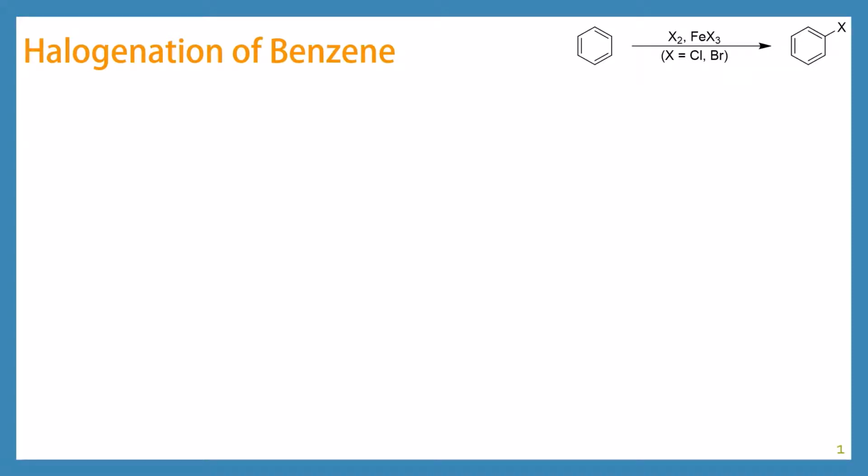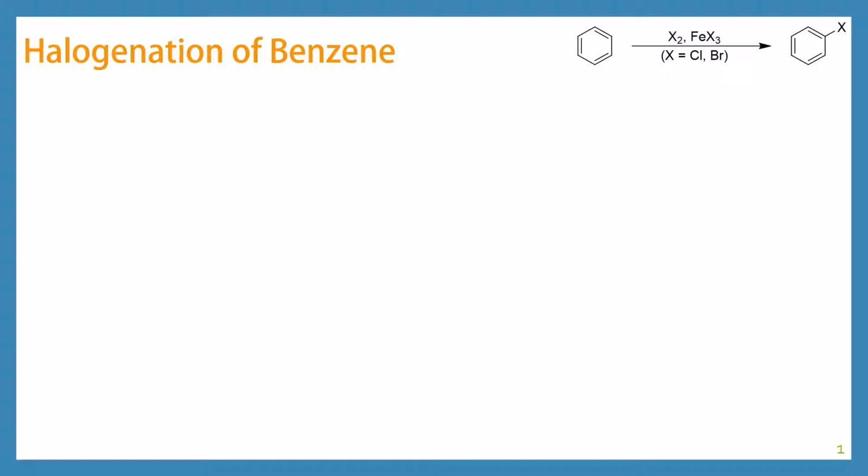In this video, we're going to go over the specifics of each type of electrophilic aromatic substitution reaction. Specifically, we're going to go over that first step, the formation of the electrophile. So our first reaction is the halogenation of benzene.